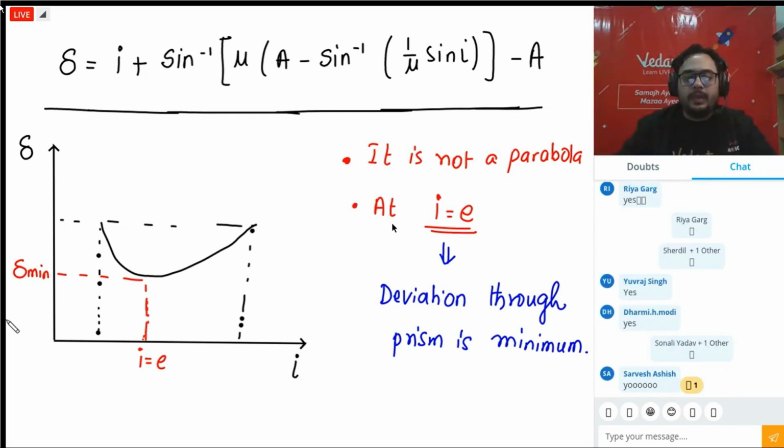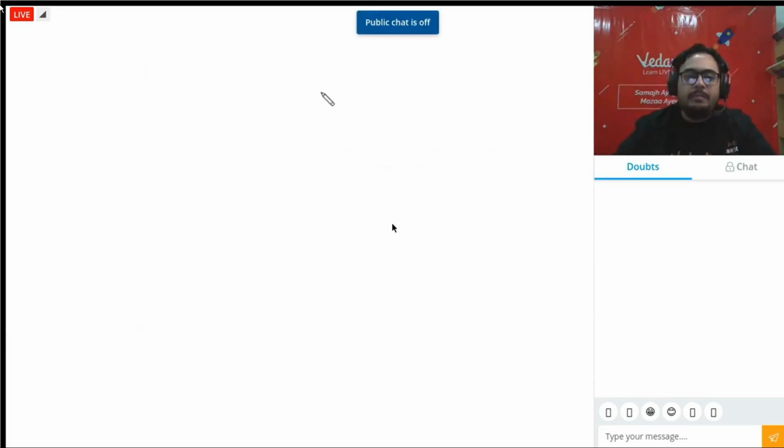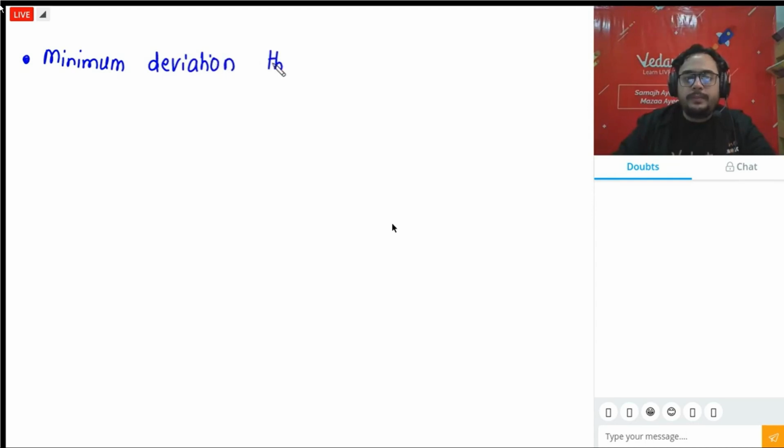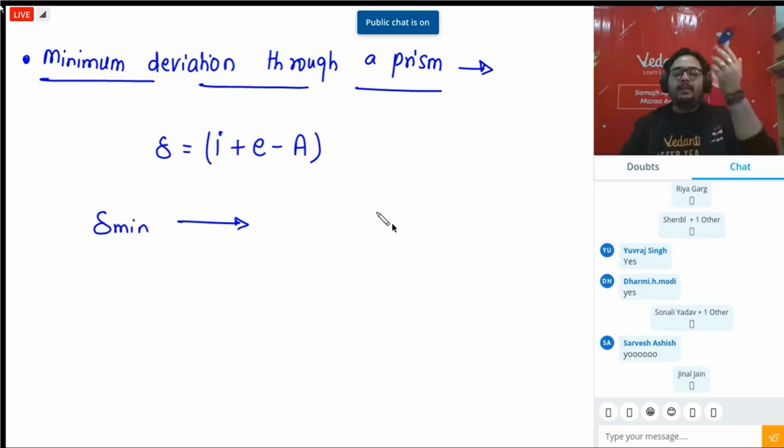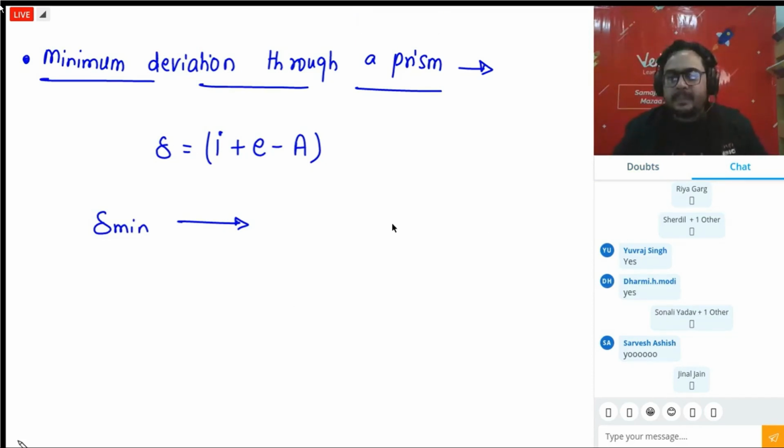Okay, this is not important. Important is to calculate minimum deviation through a prism. Okay. So the minimum deviation through a prism, we know the formula for deviation is I plus E minus A. When will deviation be minimum? कौन बताएगा? When will deviation be minimum? अरे कब होगा?